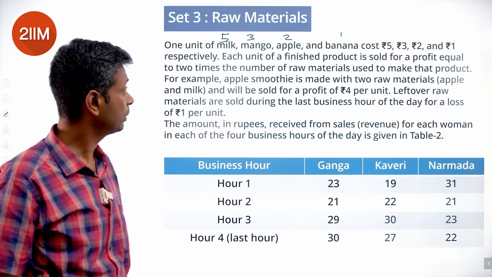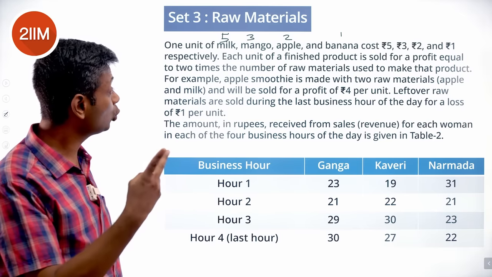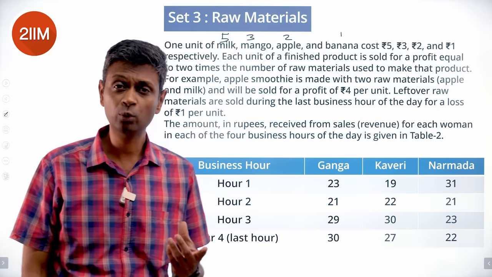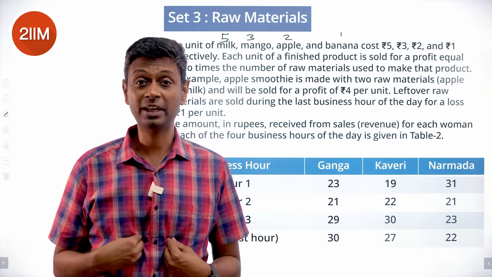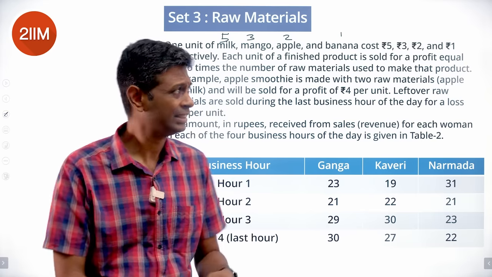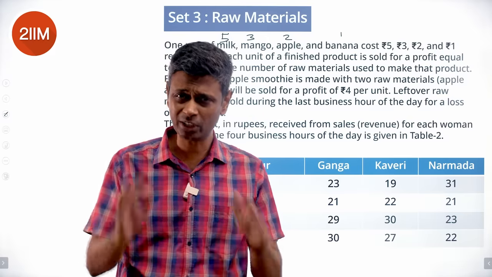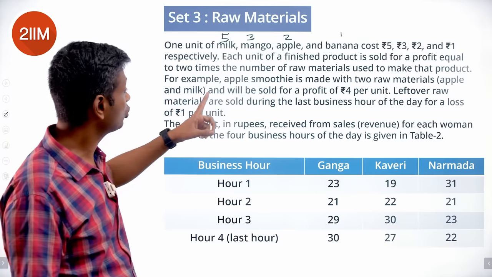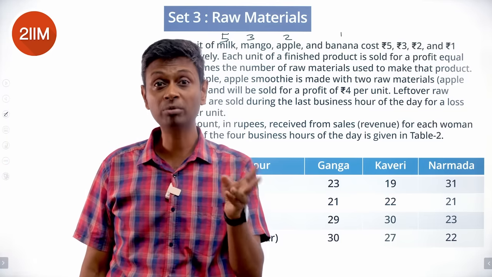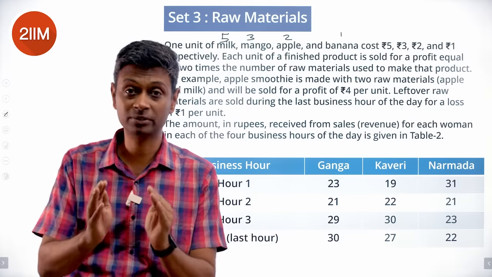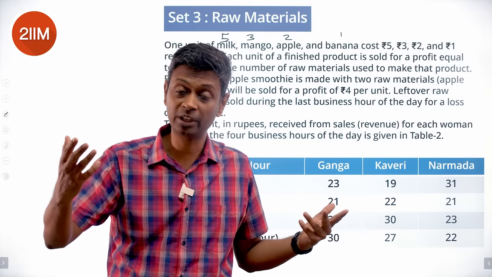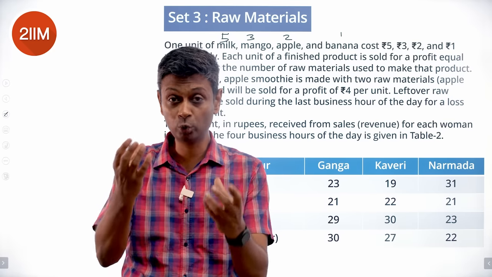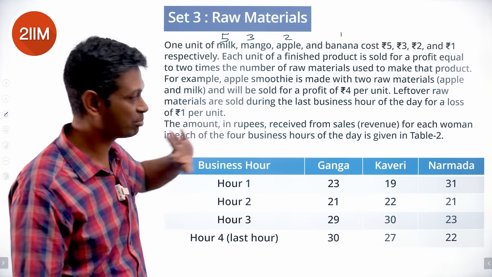Each unit of a finished product is sold for a profit equal to 2 times the number of raw materials. And I just hate these equations. Profit equal to 2 times the number of units. I want profit in either percentage terms or in rupee terms, not number of units. So I was totally turned off by it. But then it says, for example, apple smoothie is made with 2 raw materials and will be sold for a profit of rupees 4 per unit. So it is 2 times the number of materials, that many rupees, that part is missing. I cannot say profit is 2 times the number of materials used. Profit cannot be 4. 4 of what? Is it 4 percentage? 4 rupees, $4, 4 of what? There's a unit mismatch here, but we live with it because the explanation is clear.